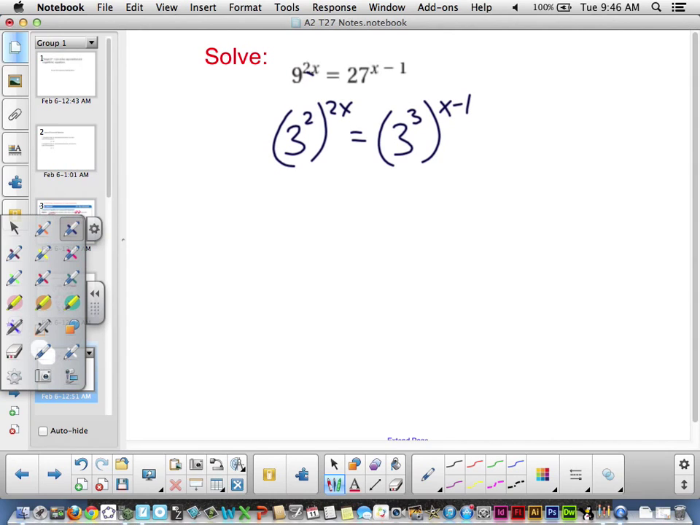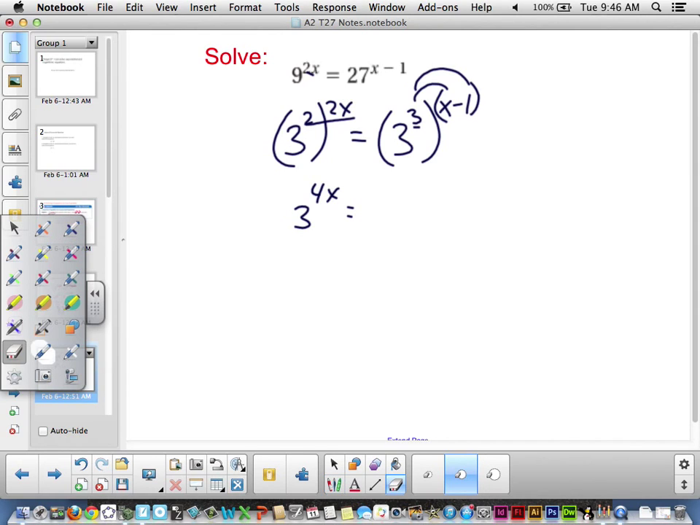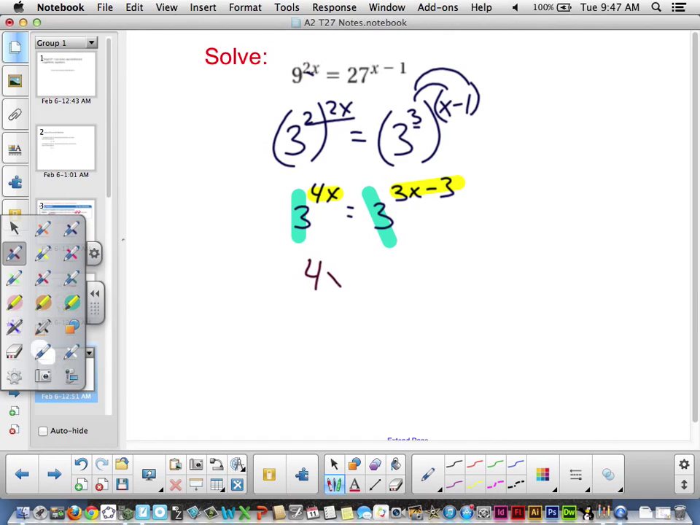Now we want to simplify. Power to a power will multiply, so that would be 3 to the 4x. And then here, 3 times x minus 1, remember to group so that we can distribute. We got 3 to the 3x minus 3. And now we're back where our bases are the same. Therefore, our exponents should be the same. So we rewrite this as 4x equals 3x minus 3.